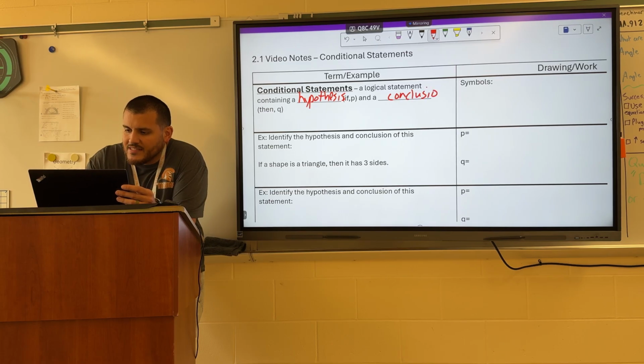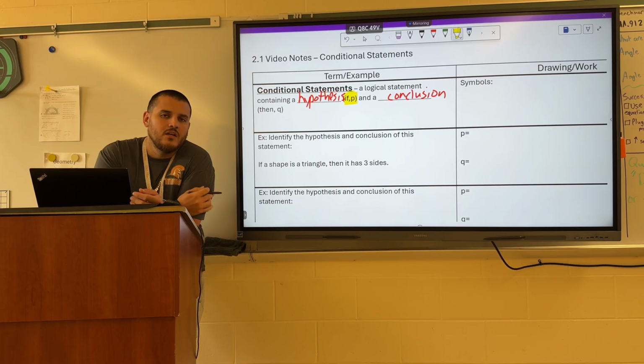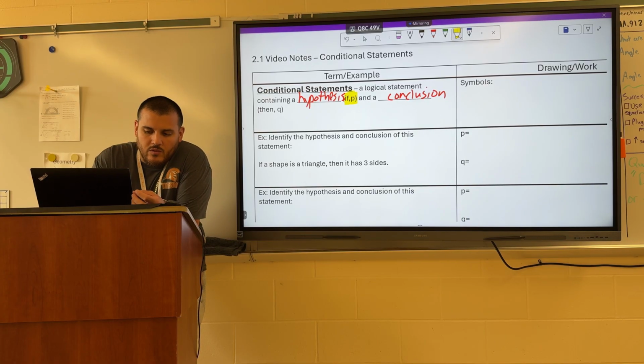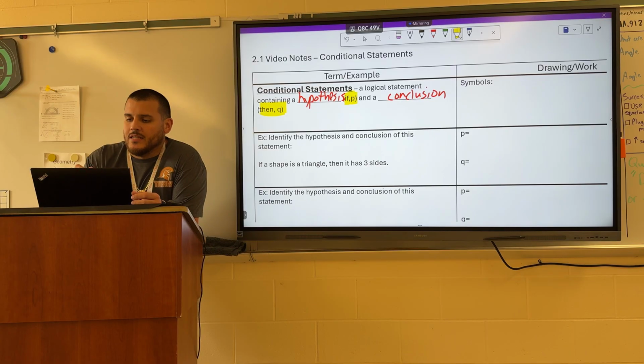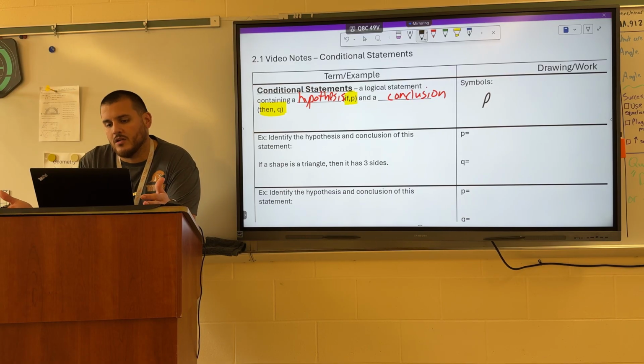So the hypothesis of a statement, we're going to associate with the word if and the letter P, and the conclusion of a statement, we're going to associate with the word then and the letter Q. In symbol form, if the hypothesis is P and the conclusion is Q, well, typically we come up with a hypothesis first, and then if we're talking scientific method, we run some sort of experiment, and then we come up with a conclusion at the end.